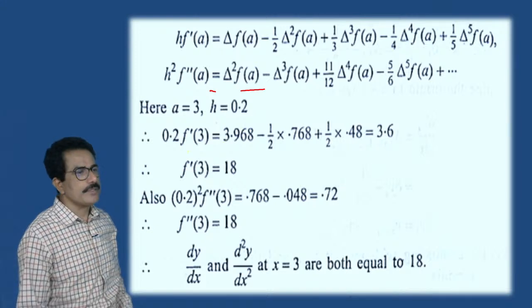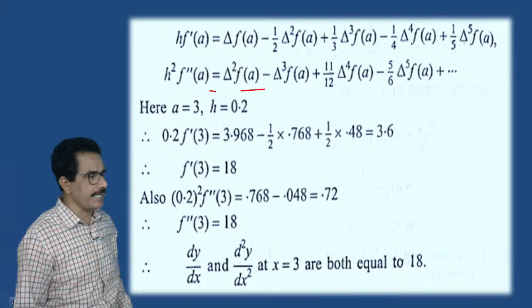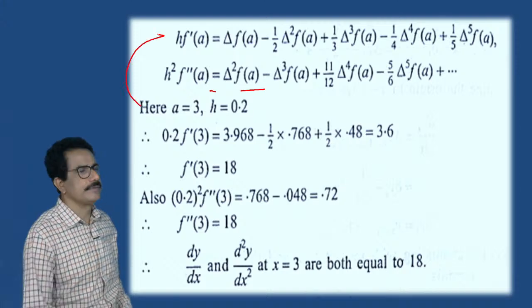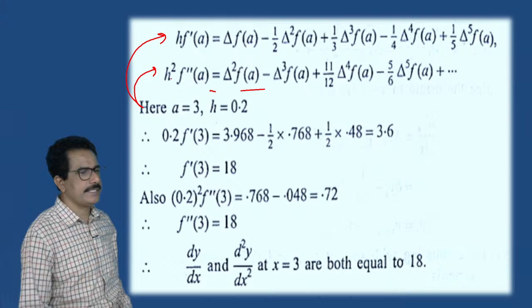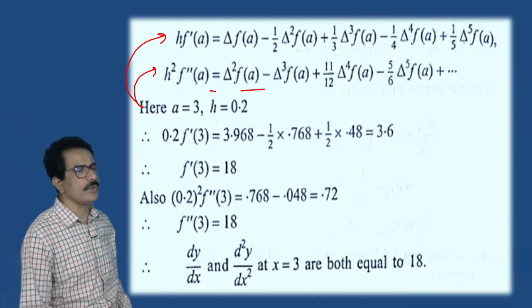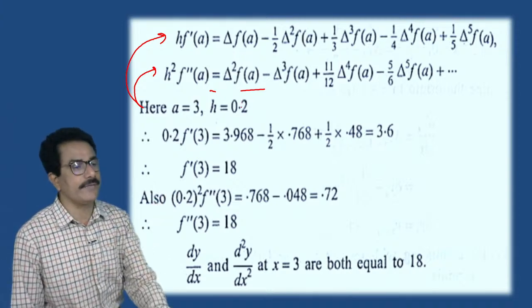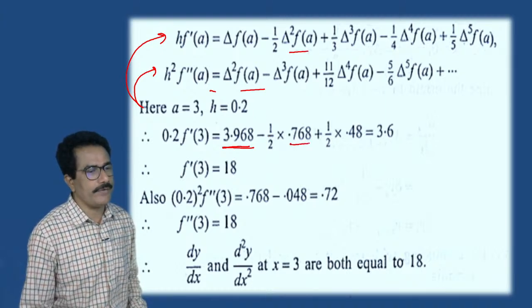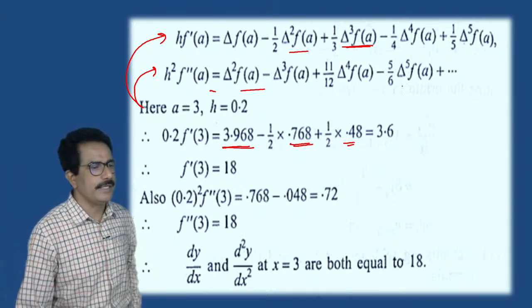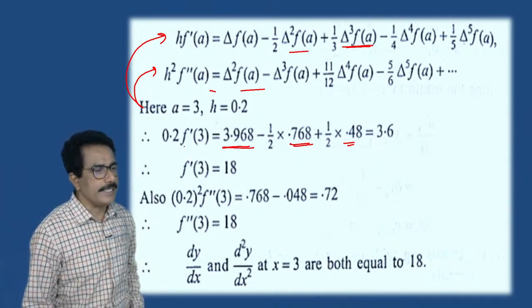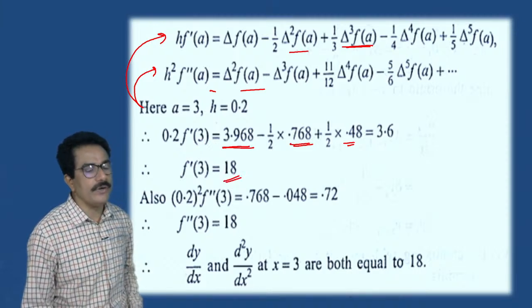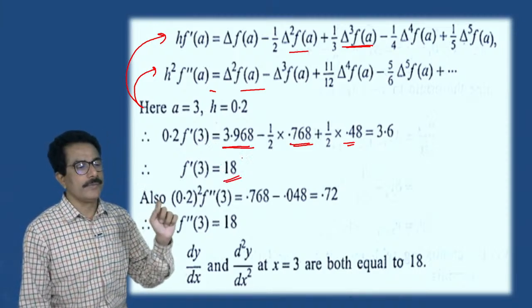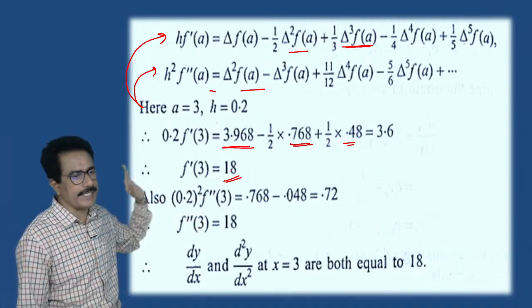then putting these values in equations 1 and 2, we can write this as: put the values here, and again put them here. So 0.2 f dash of 3 equals delta f of a. From the forward difference table, put this value: delta f of a, 1 by 2 delta squared f of a, delta cube f of a. Remove the higher differentials. So we will get f dash of 3 equals 18. So the first order derivative at x equals 3 is 18.